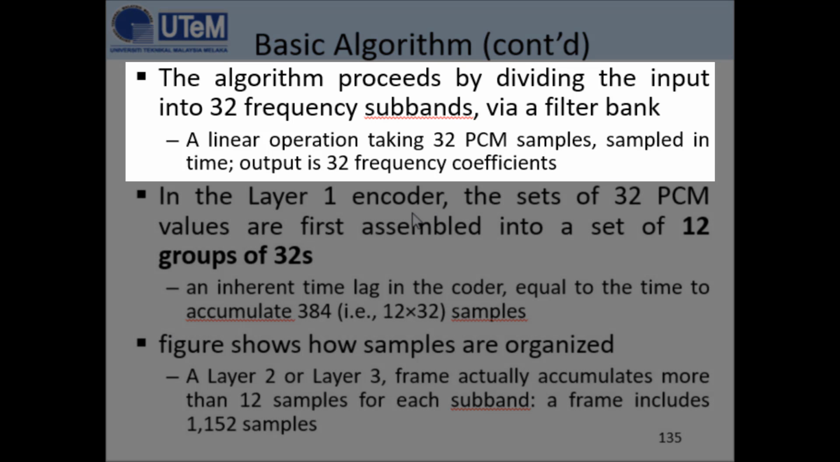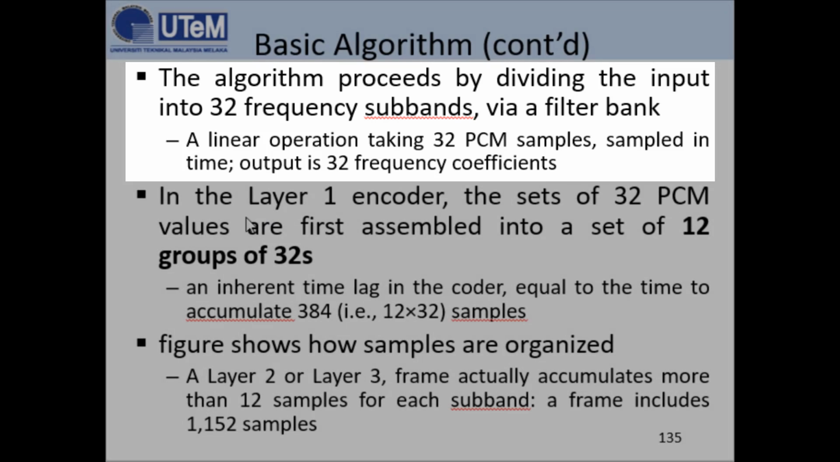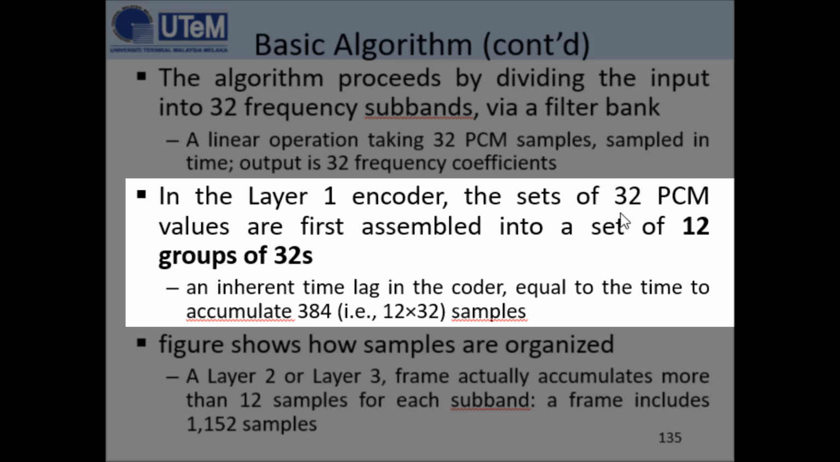So the basic algorithm is that the input to the MPEG encoder is divided into 32 frequency subbands via a filter bank. This is a linear operation that takes 32 PCM audio samples in time, and the output of the filter would be 32 frequency coefficients. In the layer 1 encoder, the set of 32 PCM values are first assembled into a set of 12. So for every subband filter, there are 32 subband filters, and each subband filter will output 12 samples. This will accumulate to 384 samples.